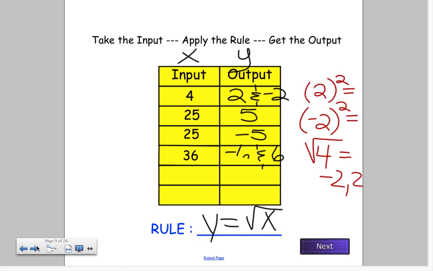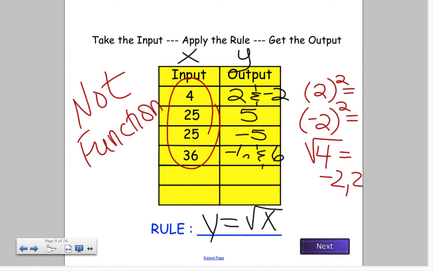Okay, so you circle your inputs. Do they repeat? Yes. Not a function. Not going to work. It means that this x value has 2 y values. 25 right here, look, has 2 values. Okay, look, 25 goes to this one and this one. So it's not. 36 also has 2 values. 4 has 2 values. It's not a 1-to-1, it's 1-to-2, which means that's not a function.